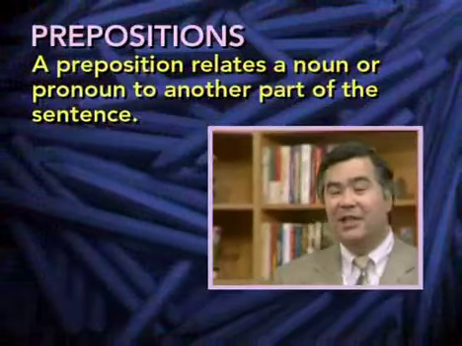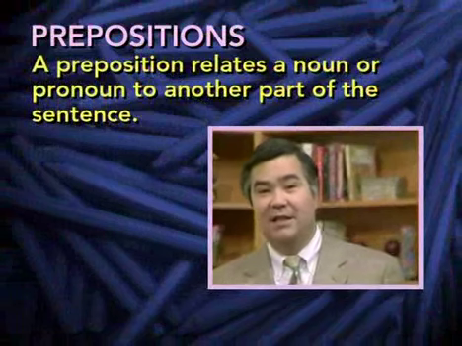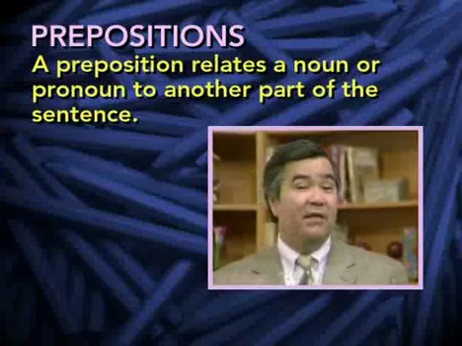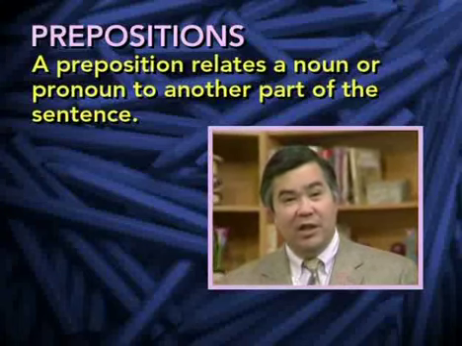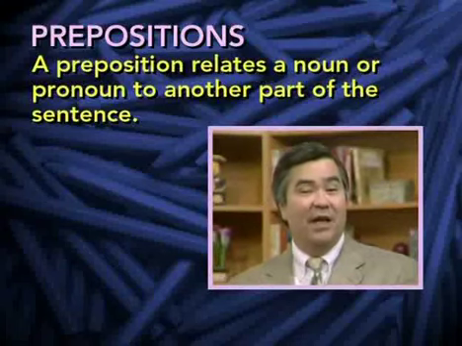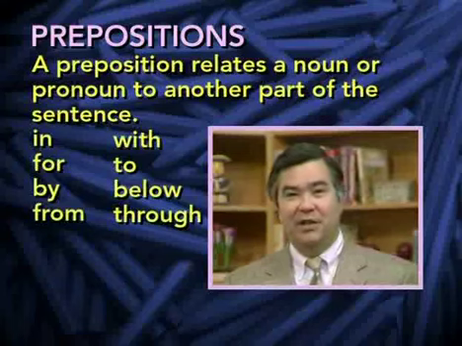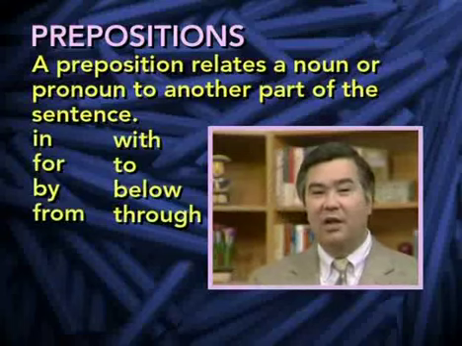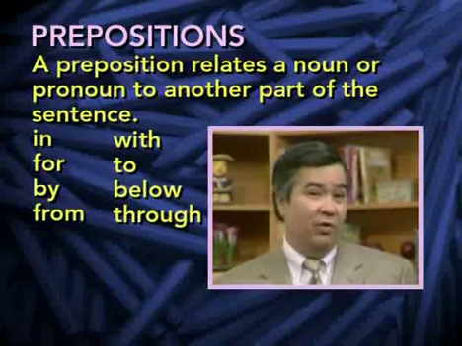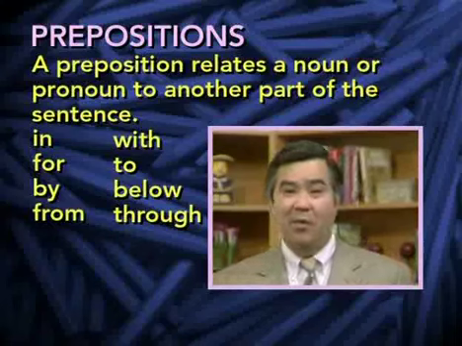First, a preposition relates a noun or pronoun to another part of the sentence. There are many different kinds of prepositions. Many of them are short words which describe a relationship between the noun or pronoun that follows and the rest of the sentence. Here are some examples of prepositions. In, for, by, from, with, to, below, through, and there are many more.